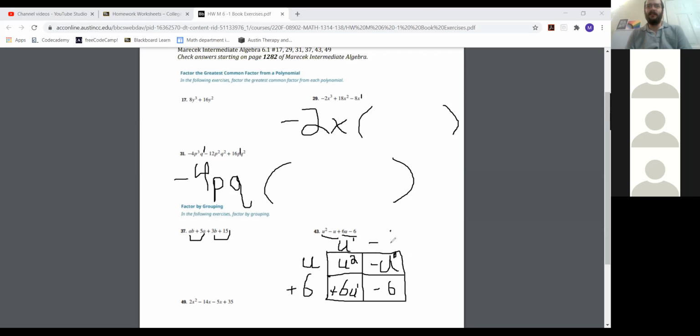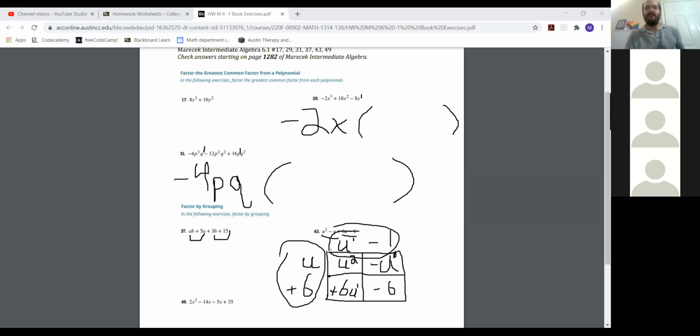Between 1 and 6, I can only pull out 1. Between u and no u's, I can't pull out any u's. So can you figure out what this factors into? Hopefully. It should be right there. U plus 6 and u minus 1. Yep, u minus 1 and u plus 6 right here. So that's how to do the box method.